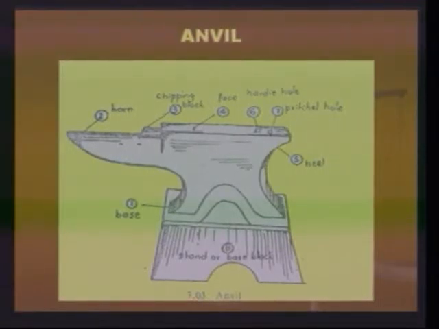The figure shows the anvil, which is made up of some cast part. It is placed either on a wooden part or on a concrete block. Generally the base has different shapes in order to accommodate the heavy blows. So there are different parts. The first one is base, the second one is horn, third one is chipping block, fourth one is face, the fifth one is heel, sixth one Hartig hole, and seventh one is Pritchell hole.